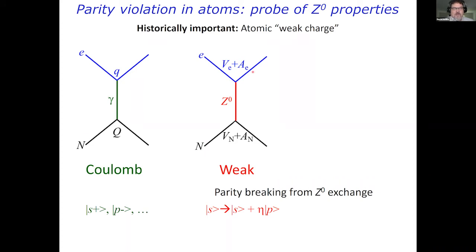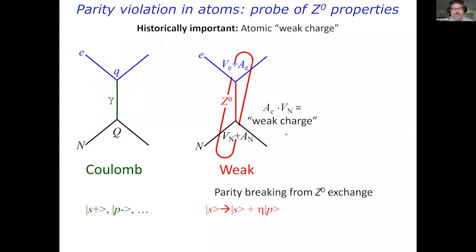So from the language, it's not surprising that the combination of an axial coupling of an electron and a vector coupling of a nucleus gives rise to parity violation, because an axial vector times an ordinary vector is odd under parity. And this particular quantity, the product of these two coupling constants, the axial electron coupling and the vector nucleon coupling, is called the weak charge.